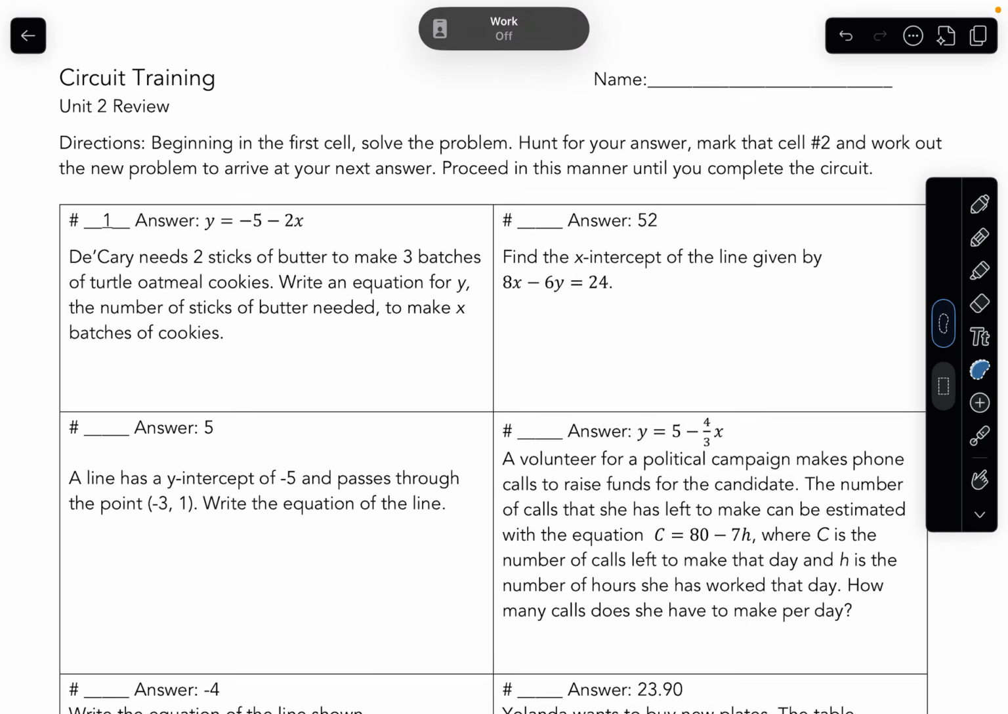Good morning, class. I was asked by some students if I could do this Unit 2 review, make a video of it, because we've been working on it in class and some kids are getting it and some kids are not. So here it is.